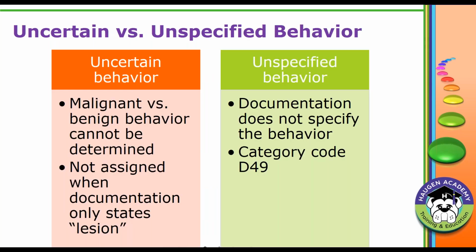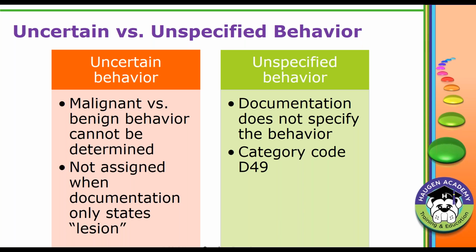This is a tricky part of ICD-10: the uncertain versus unspecified behavior. There is a difference. You're not going to assign uncertain behavior when the documentation only states lesion. Uncertain behavior is really a pathological diagnosis stating that the tissue of the neoplasm has been examined and does have a well-defined histological appearance, but the behavior, whether it's malignant or benign, cannot be determined. So I just wanted to make sure you guys don't confuse that with unspecified behavior.